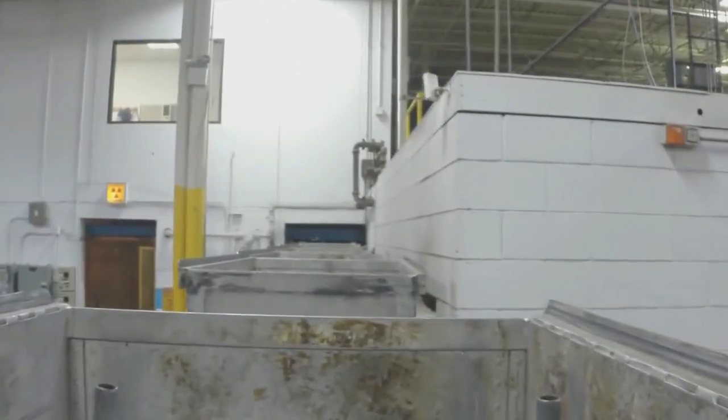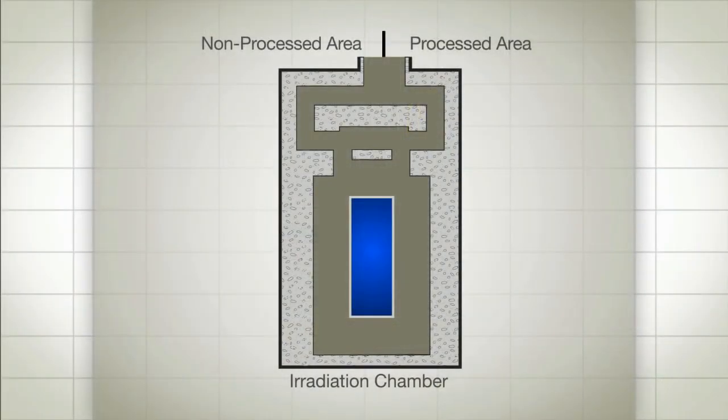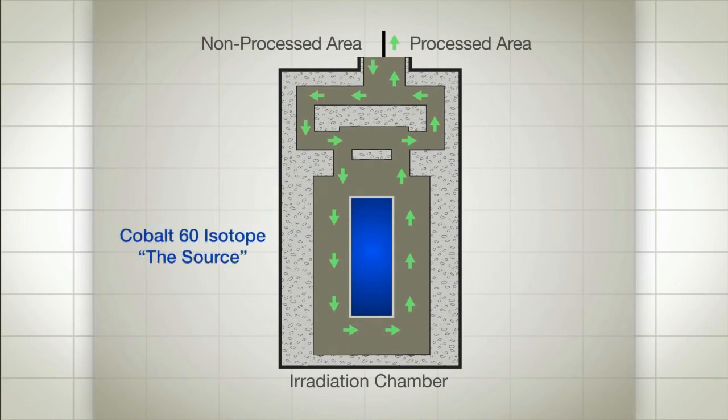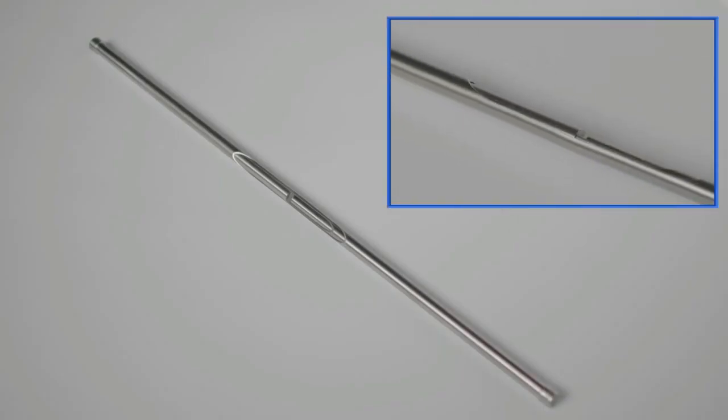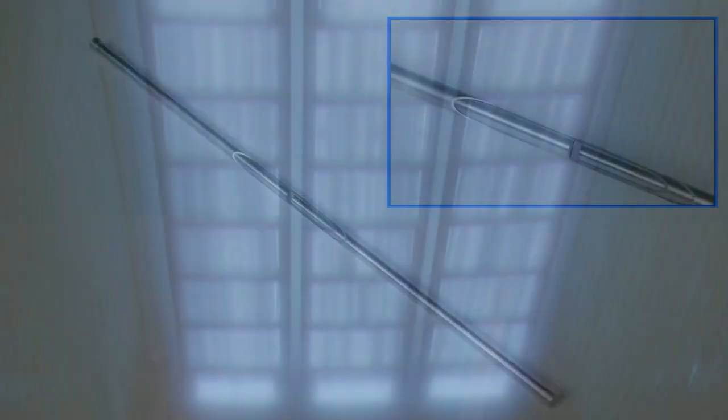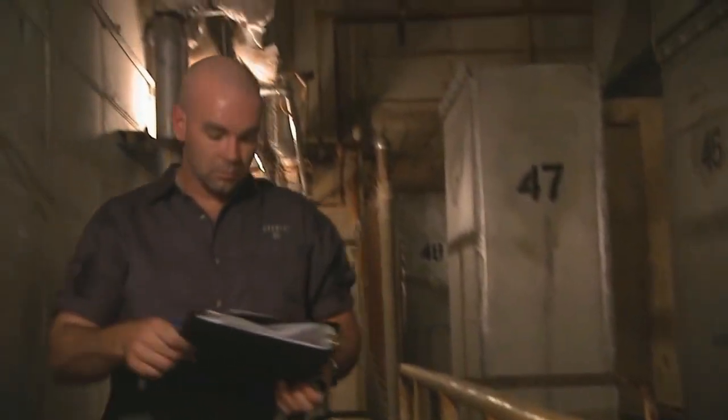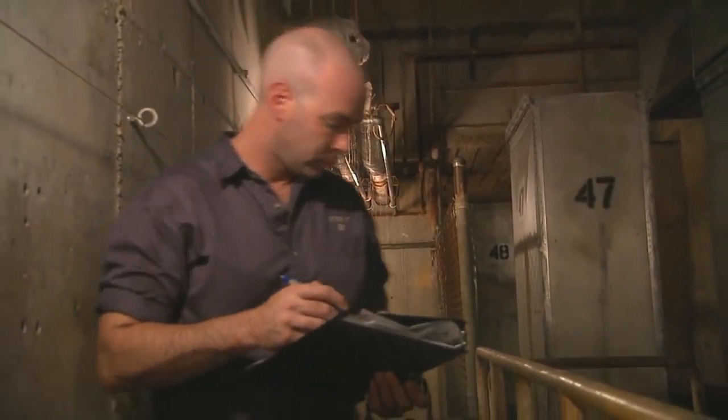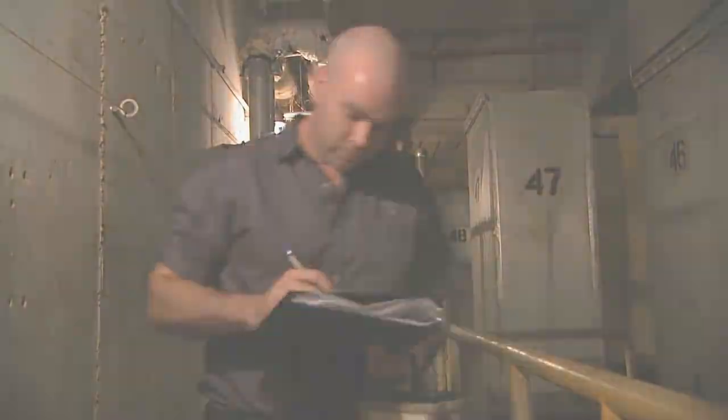The carriers travel by conveyor through a concrete maze that separates the non-processed area from the irradiation chamber. Inside the irradiation chamber, the cobalt-60 isotope, often called the source, is contained in encapsulated pencils that are carefully arranged in a specially designed rack. When not in use, the source rack is submerged in a storage pool of deionized water. This shielding allows the production and maintenance teams to safely enter the chamber as needed.